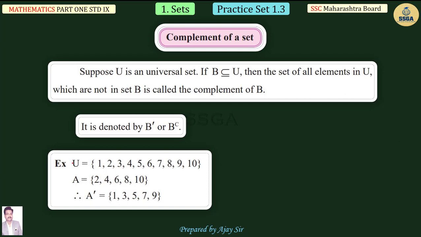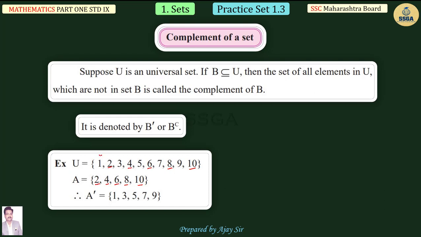For example, suppose U is a universal set which contains 1, 2, 3, 4, 5, 6, 7, 8, 9, 10. So these are the elements of the universal set. And set A contains 2, 4, 6, 8, 10. We will check these elements, those present in A. So 2 is present in U, 4 is present in U, 6 is also present in U, 8 is also present in U, 10 is also present in U.